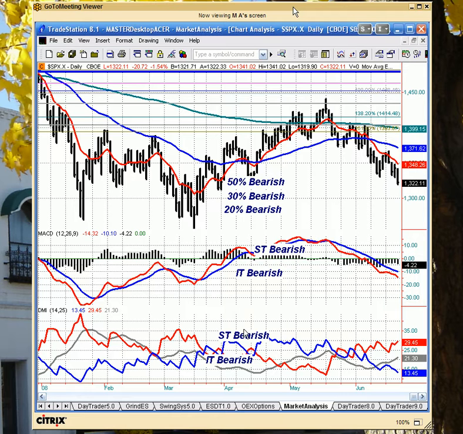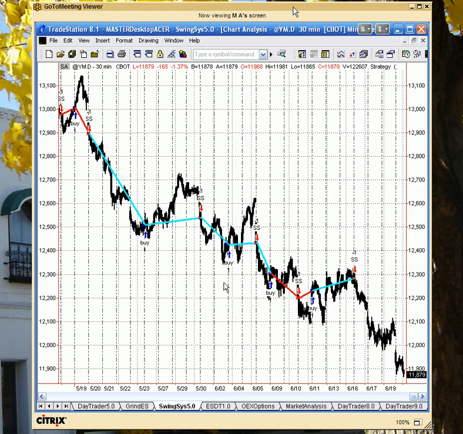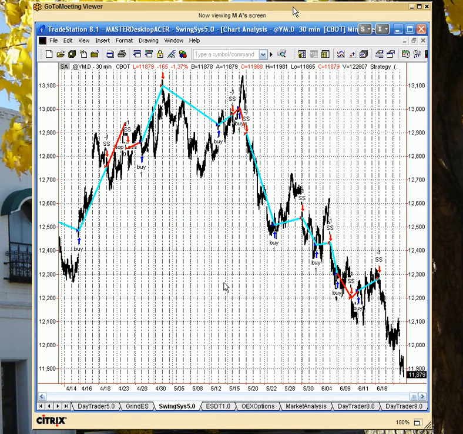And we're just going to look real quick at our swing system 5.0. I know we always run out of time, but look at this thing, just still nailing every turn. Little bitty, I remember that little bitty chop out, but it went right back to the long side.